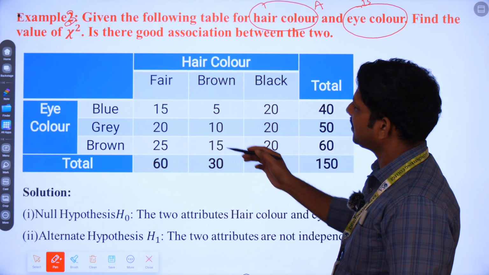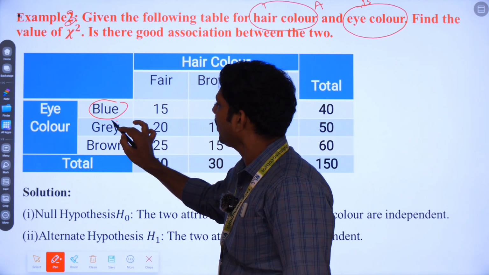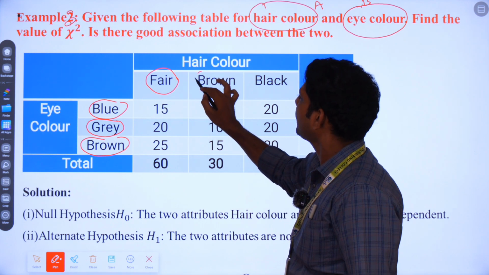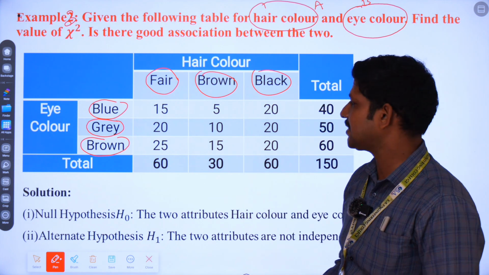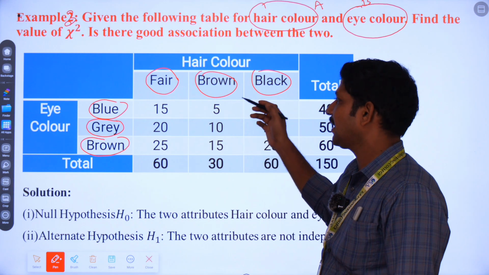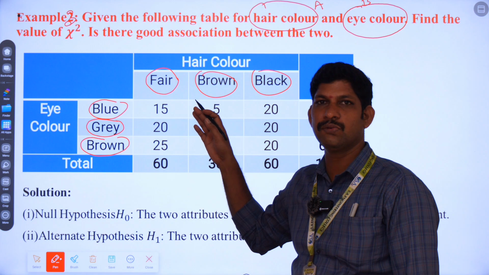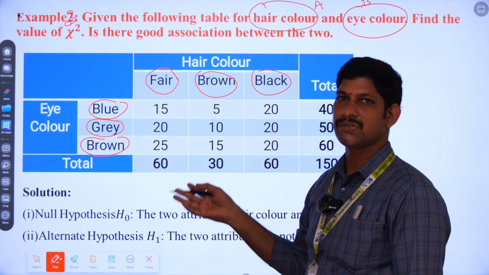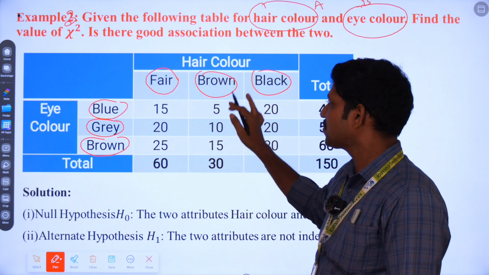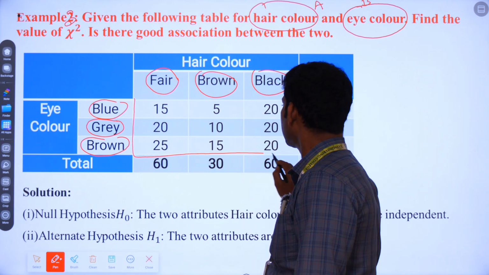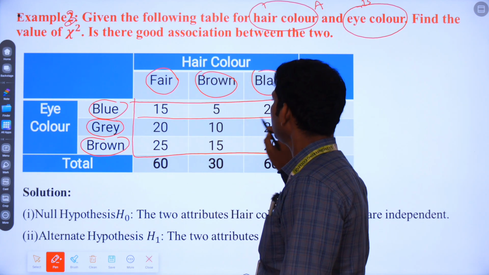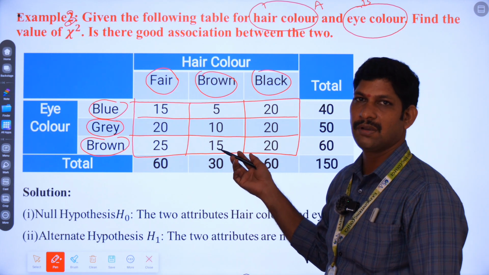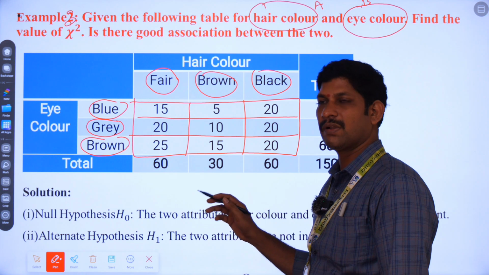One more thing: the data is also given as a table. Blue, gray and brown are given for eye color, and hair color is given as fair, brown and black. That is also an identification of chi-square independence type attributes. As I already said, the 2 by 2 case is not fixed. The table may be 3 by 3, 4 by 4, n by n, or even non-square, and it is applicable to test in this method. Compare this with the two earlier problems. The third one is different because it is a 3 by 3 contingency table. Whether it is 2 by 2, 3 by 3, n by n, or non-square, everything follows the same rule.